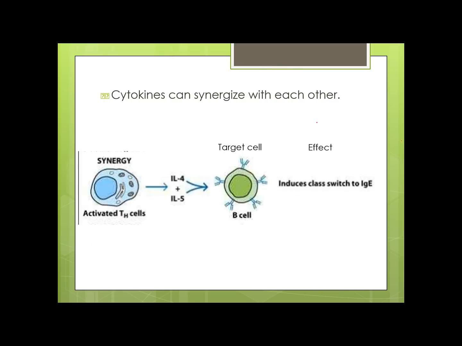Now, cytokines can also synergize with each other. When you say synergize, they can work together or they can fuse. Now, example, again, activated T helper is your CPC or your cytokine producing cell. It will secrete interleukin 4 and 5, and together, when they act together on the B cell, it would cause your B cell to induce class switch to IgE. So please take note of that.